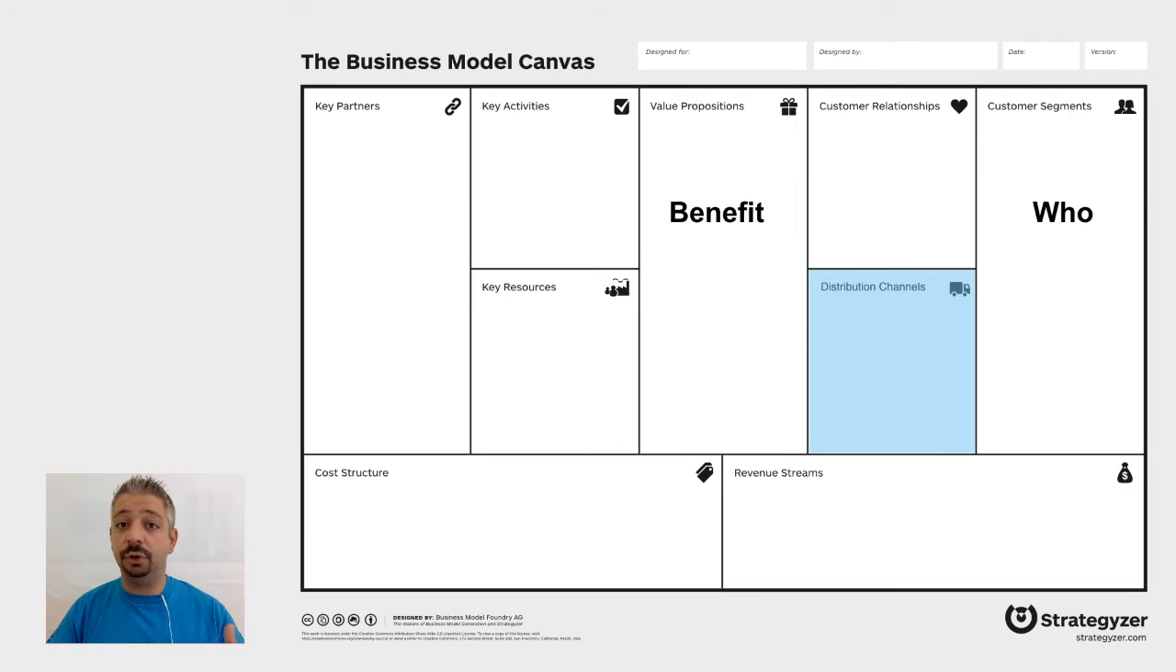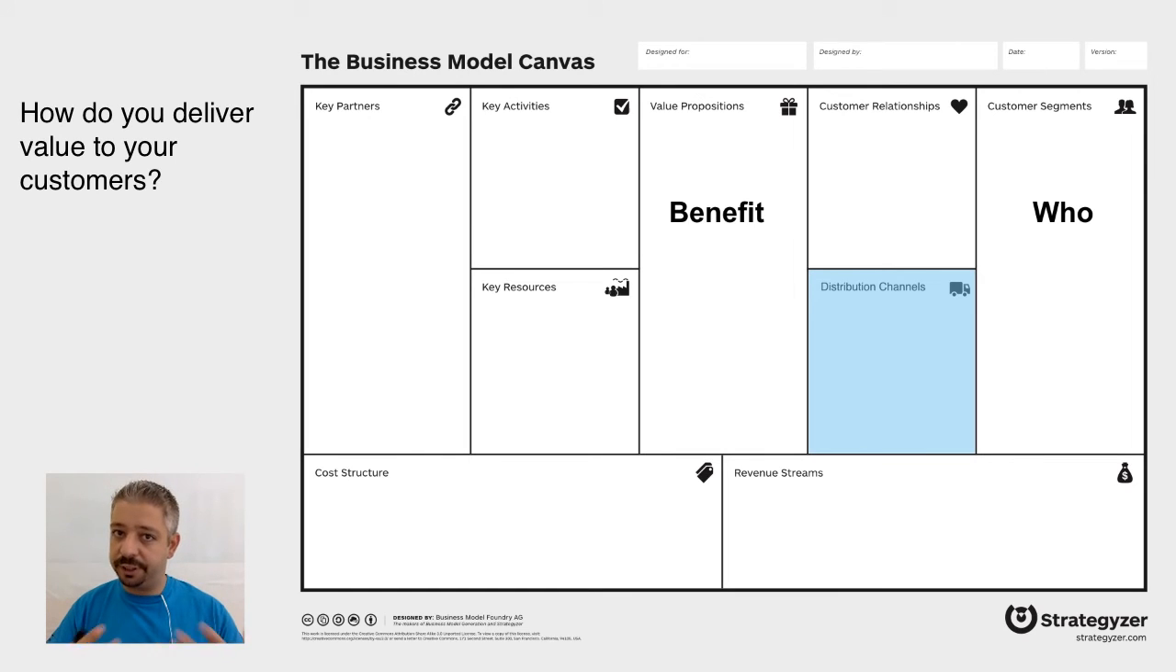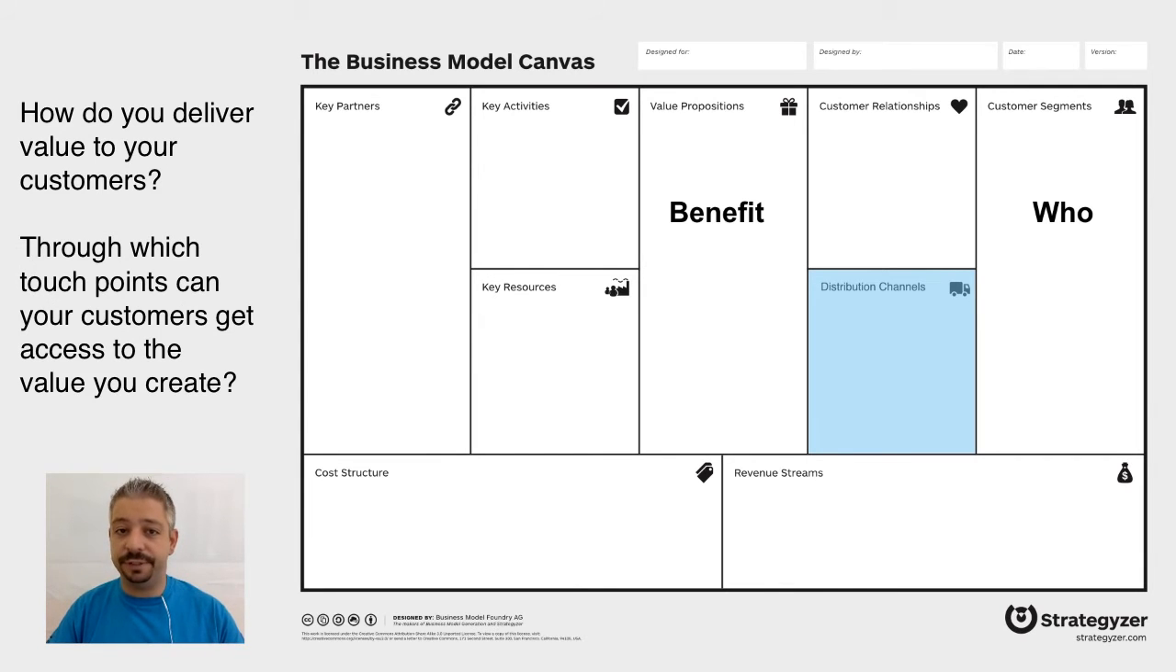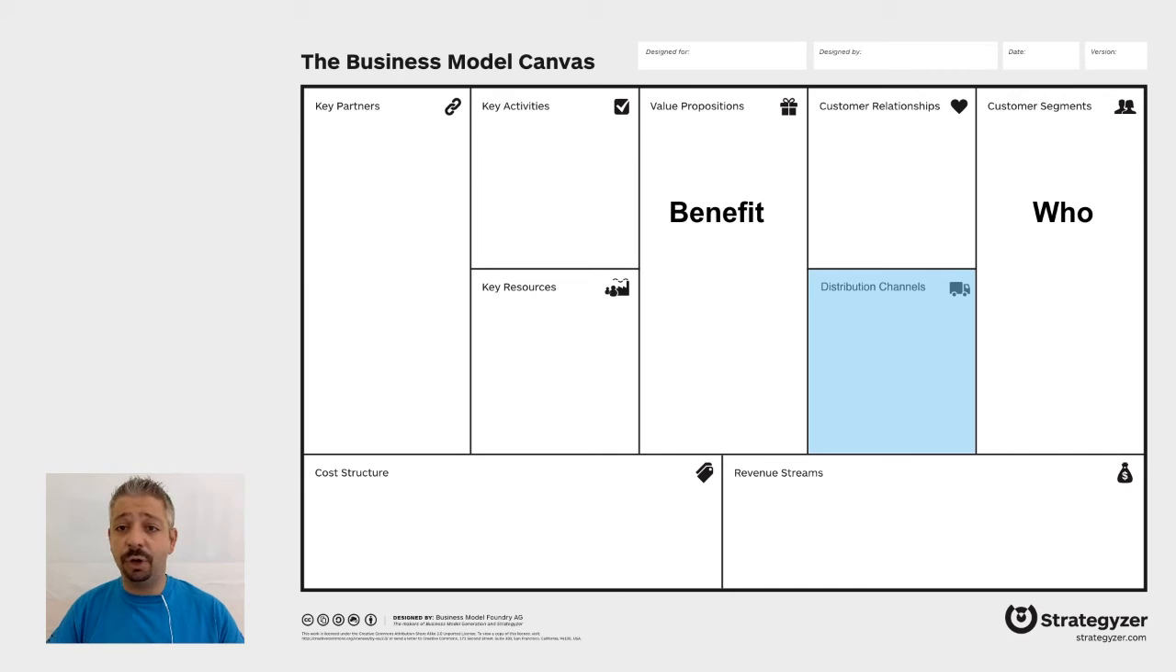The next box is called distribution channels. And by this we mean, how do you deliver the value you create to your customers? Is it through retail stores? Is it a website? Is it an app? Through which touch points can your customers get access to the value you create? In other words, how do your customers interact with you? And hence, the one word here is interaction.